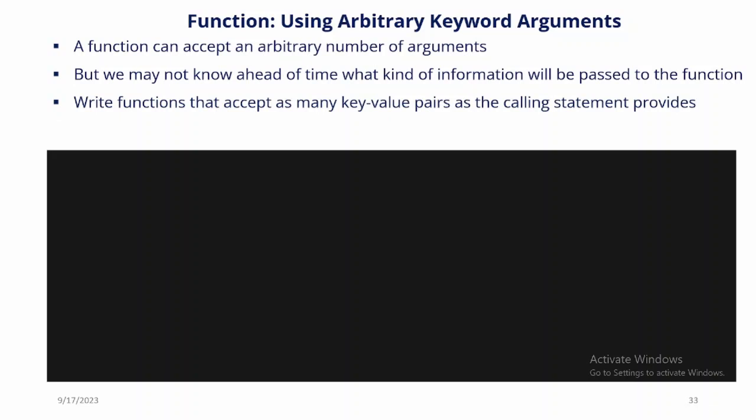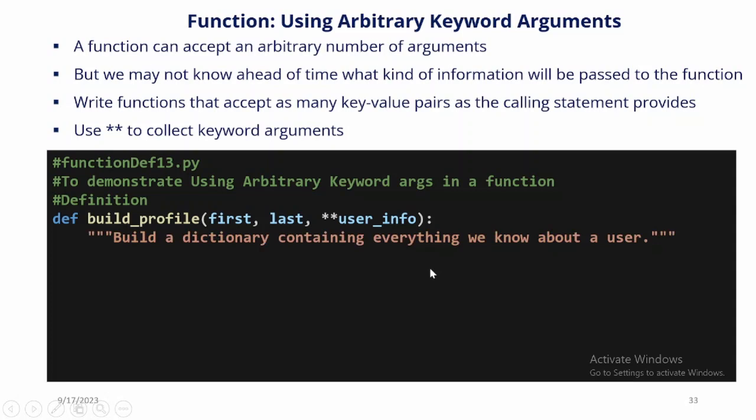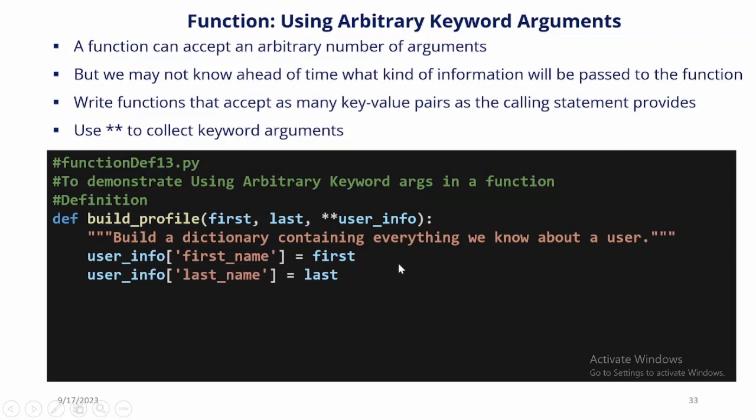So we can write a function to accept as many key value pairs as the calling statement provides. In this case, we use the double star to collect an arbitrary number of keyword arguments, F13. So we say build profile, first name, last name, star star user info. We are going to build a dictionary containing everything we know about the user. So we say user info is a dictionary now. We create a key and call it first name, and the value is first. We create another key and call it last name, and the value is last. We can say return user info.